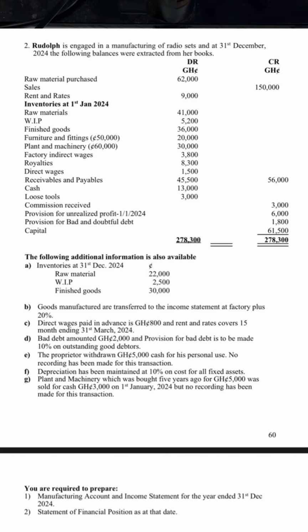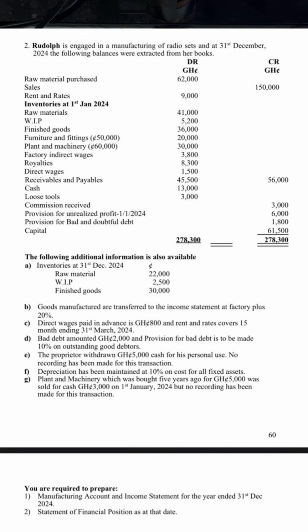So what it means is that when you check additional information A, we have inventory of raw material, work in progress, and finished goods at the end of the year, meaning that we couldn't sell all the goods we produced. And since we couldn't sell all the goods we produced, we can't recognize the total profit on the goods we manufactured. Therefore, the profit on the goods that we couldn't sell must be derecognized. That is the reason why we compute the unrealized profit.